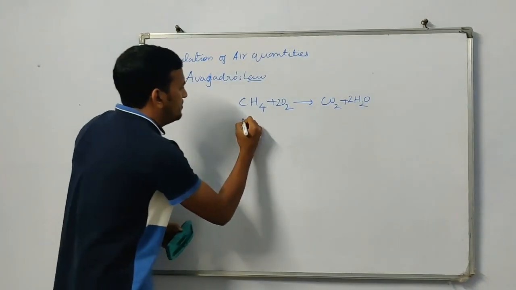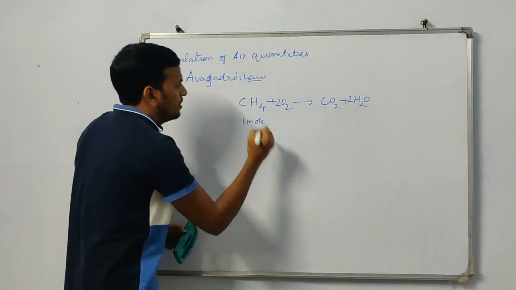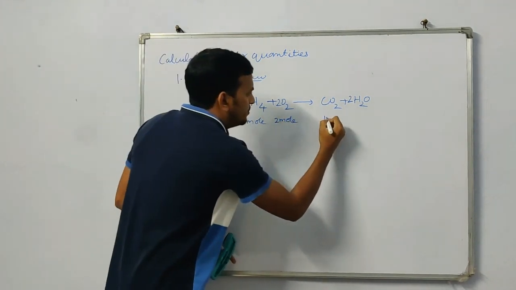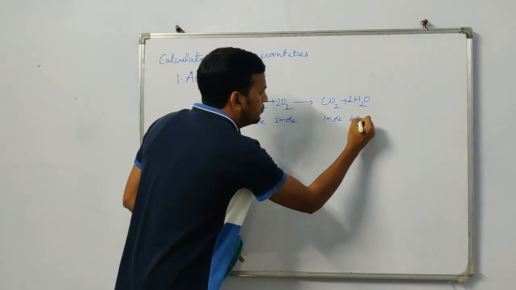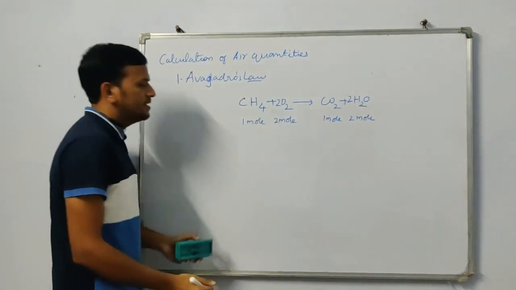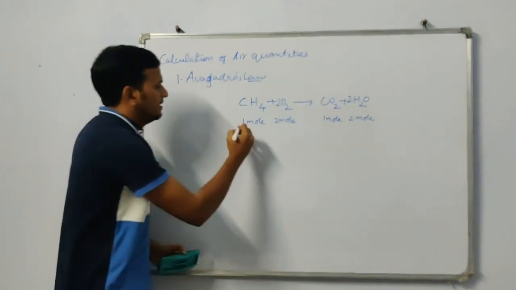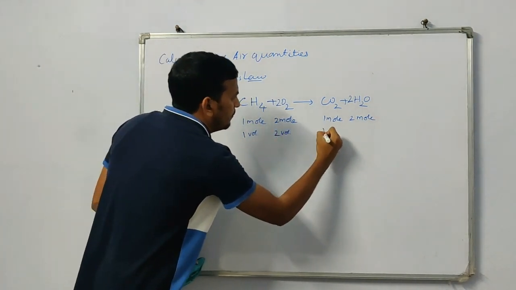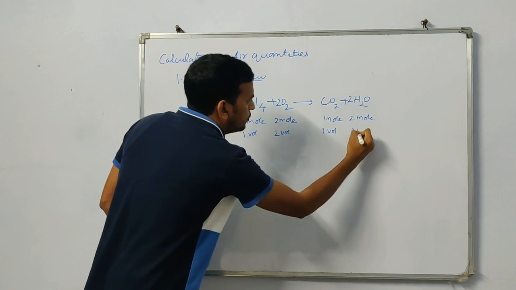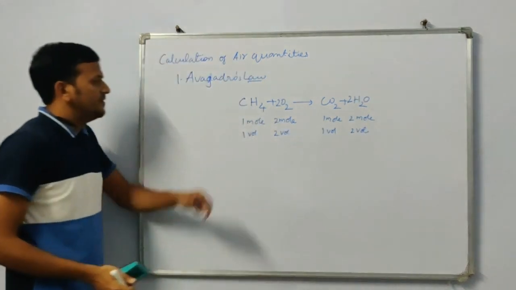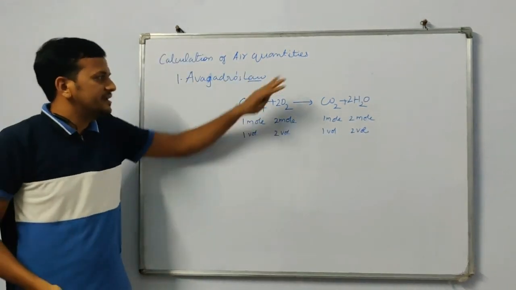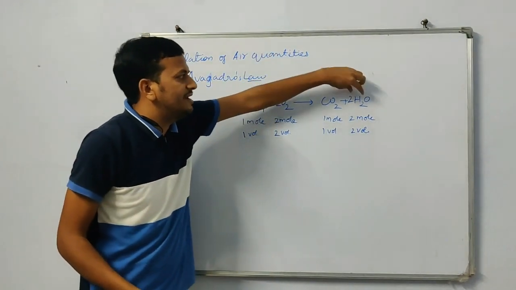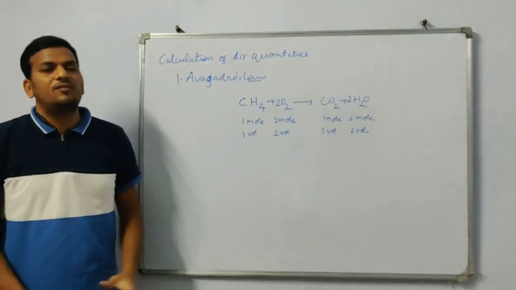So here, one mole requires two moles, and it produces one mole and two moles. Or else I can write it as 1 volume, 2 volumes, 1 volume and 2 volumes. If I take 1 volume of methane, it requires 2 volumes of oxygen, which produces 1 volume of carbon dioxide and 1 volume of water.